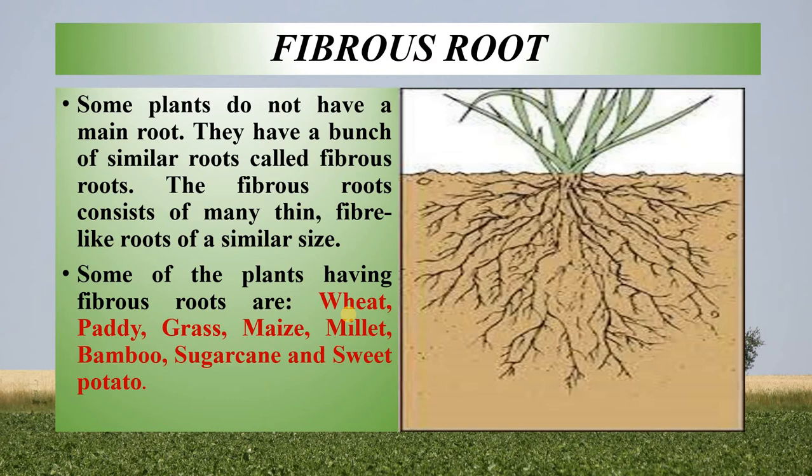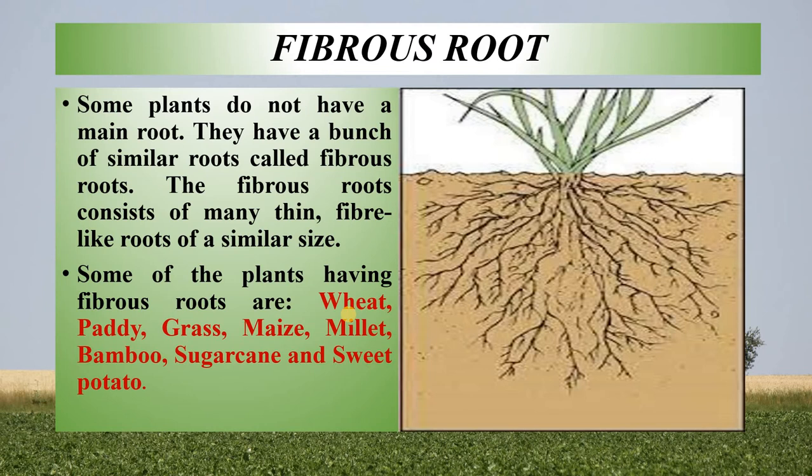Now the soil contains water. The minerals which are present in the soil get dissolved in the water. Now as I said, the root absorbs water and minerals from the soil, and the stem carries them to the leaves. Then the leaves prepare food. Now the food which is prepared in the leaves is carried by the stem again to all the parts of a plant, including the root.